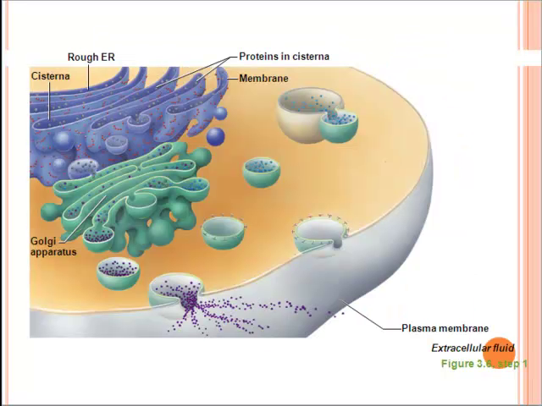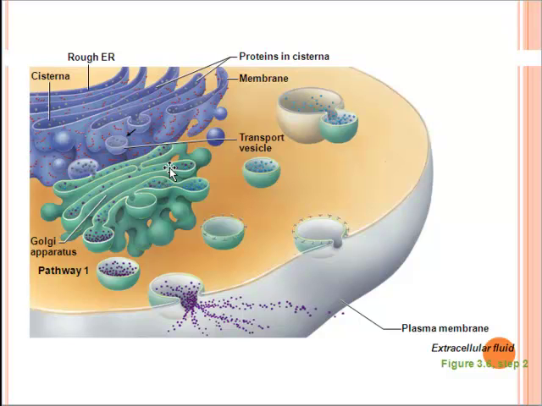So here's our rough ER. Here's the next picture here. We have our rough ER, and now we have our Golgi apparatus. Notice first the proteins attached to the rough ER. Then we have these vesicles that are budding off the rough ER, and then they come and attach or become part of the Golgi apparatus.